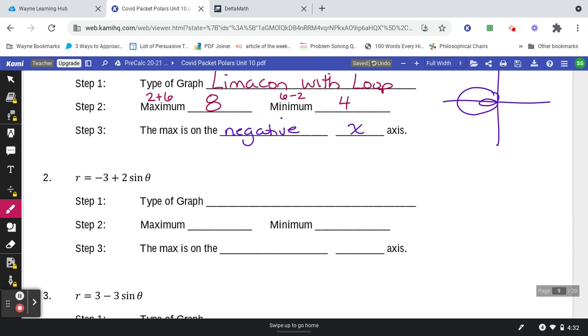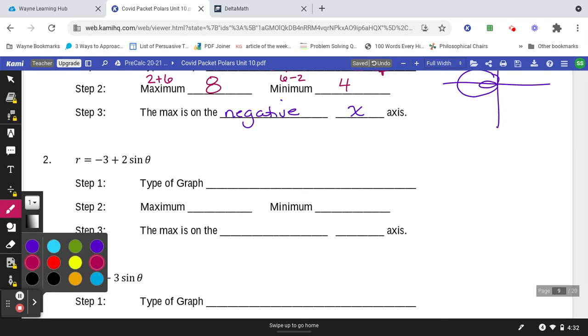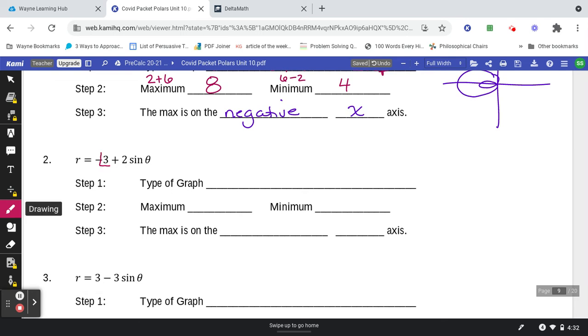All right, let's look at example number 2. I have a 3 and a 2. Again, only focus on the 3 and the 2. Ignore the negative in front of the 3. So I have a big number first and a small number second, which would give me a limacon. No loop. You could write no loop, or you could just leave it as limacon. To find the maximum, I'm going to add the numbers together. So 3 plus 2, giving me 5. Again, ignoring any negatives I see. The minimum, I'm going to subtract them. 3 minus 2. That'll get me 1.